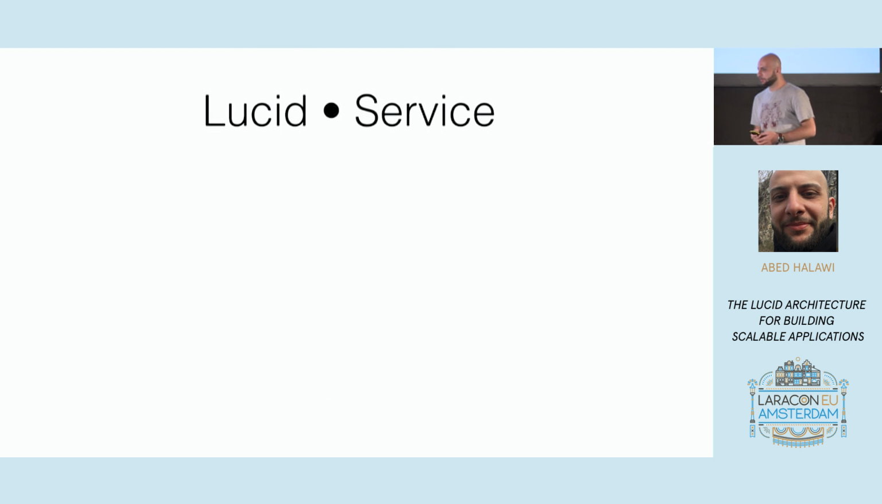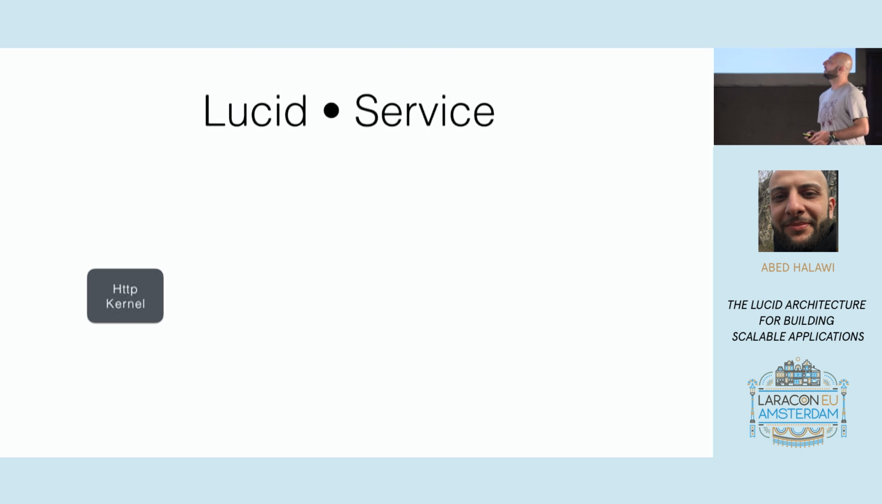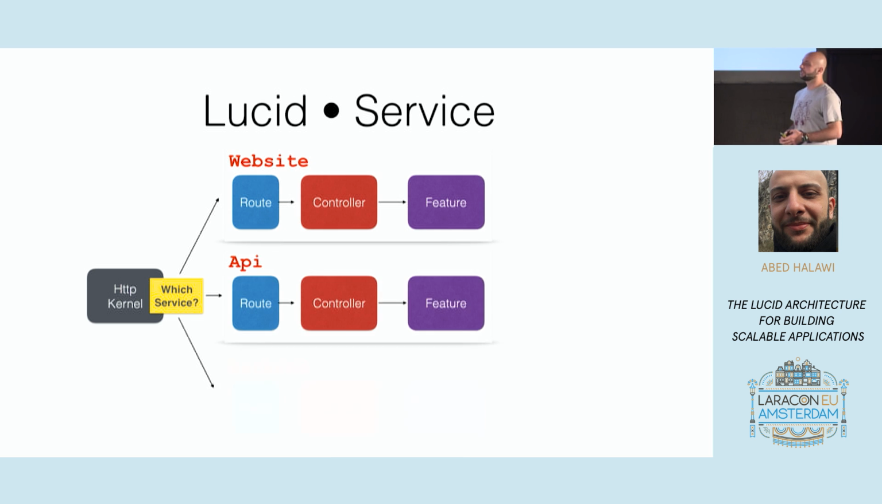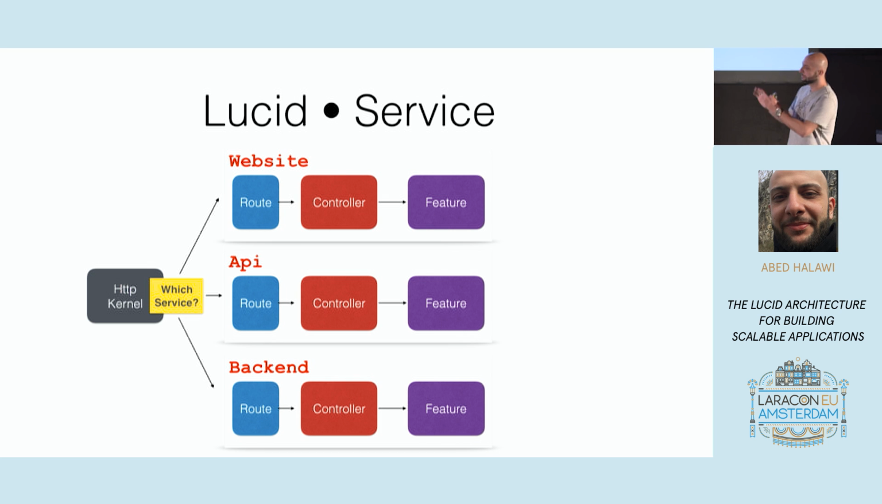Well, before I tell you that, let's see how a service would work within our illustration, back to the request response lifecycle. Within the HTTP kernel, I mentioned a middleware. This is one of them that would detect which service you're targeting from our application, and based on that, it would redirect you to the service that you're targeting. And of course, each service would have its own routes, controllers, and feature set.